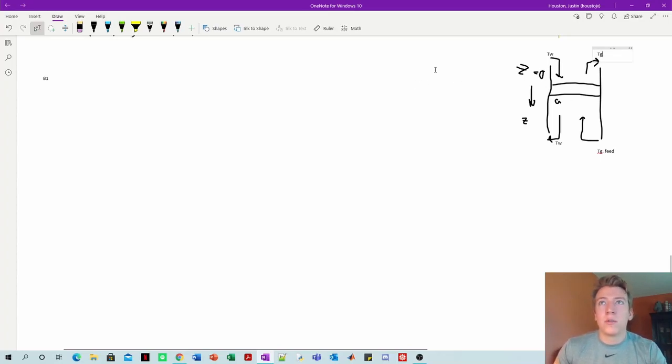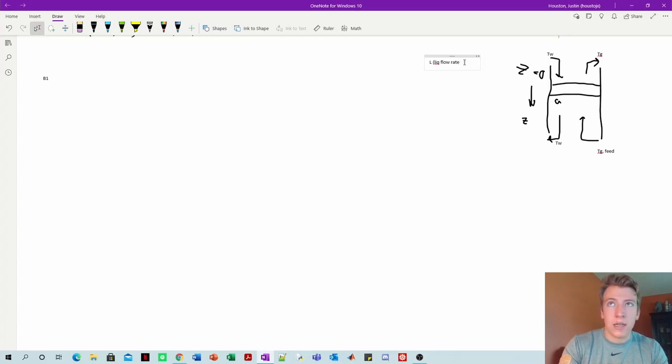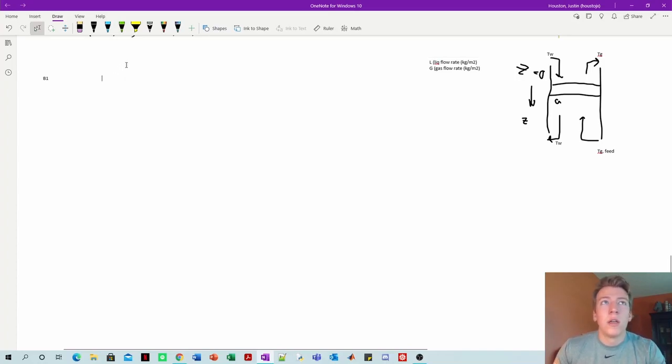Some other things we want to know: we're going to define capital L as the liquid flow rate, which is in kilograms per meter squared. And then we are also going to have capital G being the gas flow rate, which is also kilograms per meter squared of the respective gas and liquid. So carrying on, we're going to want to start deriving the actual differential equation, and we'll start with the mole fraction.